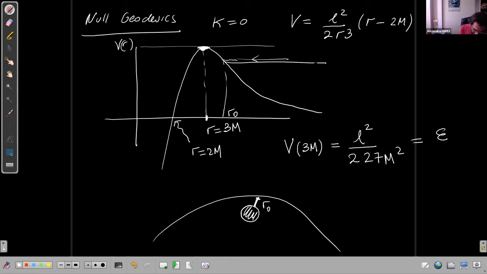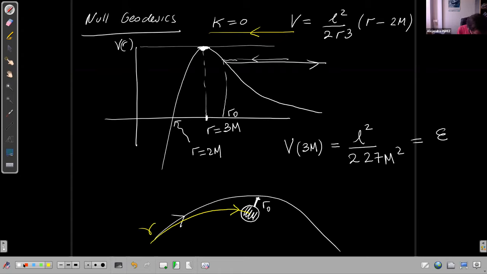And then it would just scatter back out. So this is something like that. But if you send the particle with higher energy, or something that would be more clear to interpret what's going on is the impact parameter. If the impact parameter is smaller, then the particle is absorbed by the black hole. So these are the two possibilities.